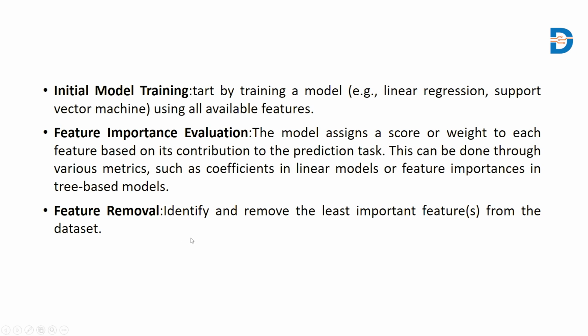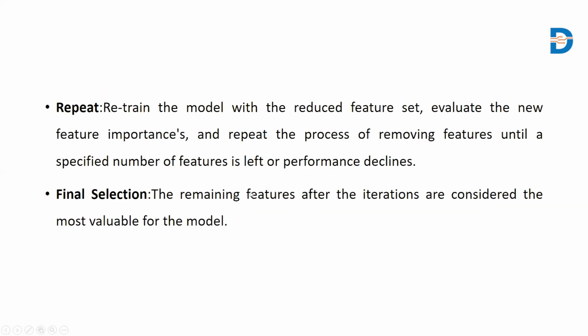What is the next step after this? Feature removal. Once we have the scores or weights of the features, we can identify which is important and which is less important, and we will remove the less important features from the dataset based on their weights and scores. What is the next step? Repeat. Retrain the model with the reduced feature set, evaluate the new feature importance, and repeat the process of removing features until a specified number of features is left or performance declines. So we will repeat this procedure.